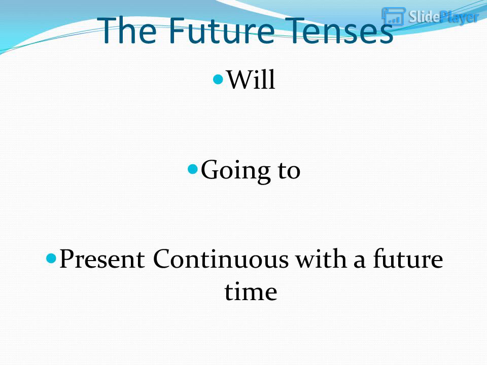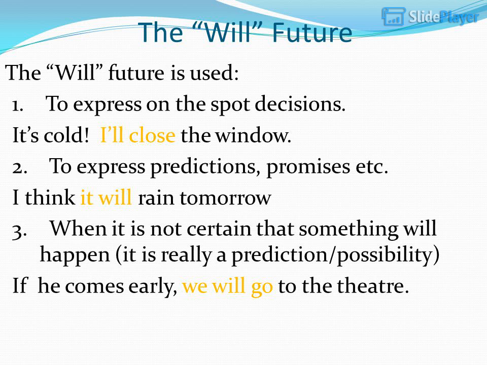The future tenses. Will. Going to. The will future. The will future is used, 1, to express on-the-spot decisions. It's cold. I'll close the window.